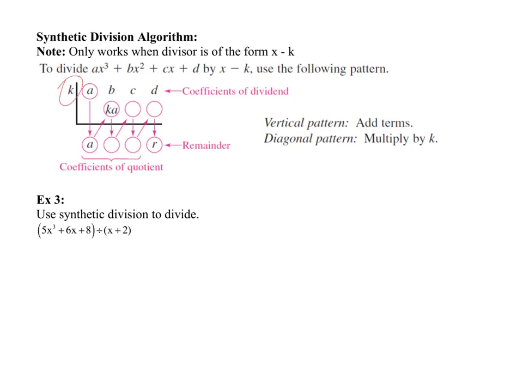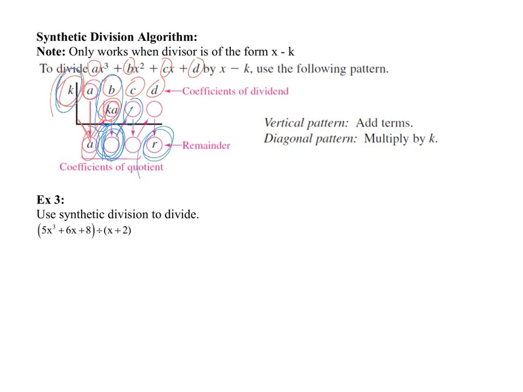Then all you have to do is first write out all the coefficients here. You bring down the first coefficient, and then you begin multiplication, k times a, that's all we have here, and then you add. Then you get your new result here. Then you multiply k times whatever the result was, bring it up here, and then you add. Repeat that process until you get to the end here.